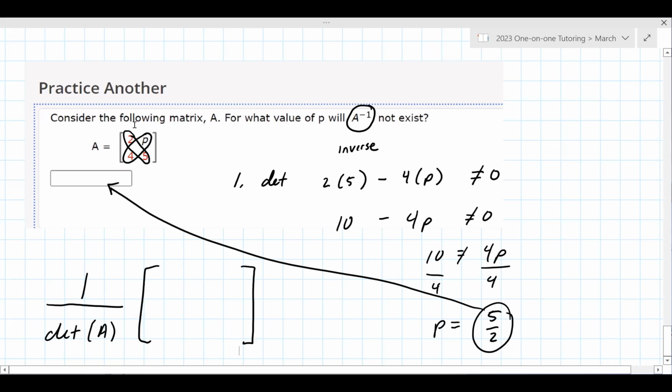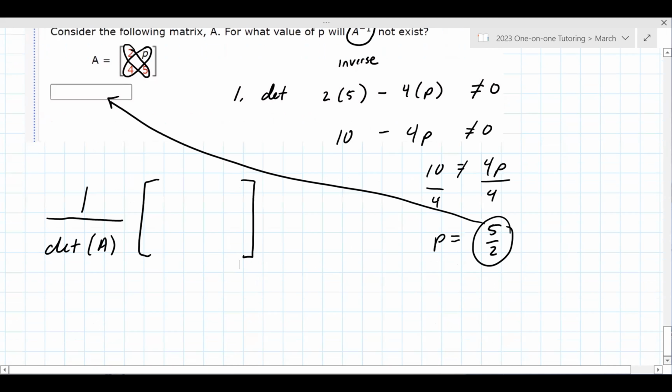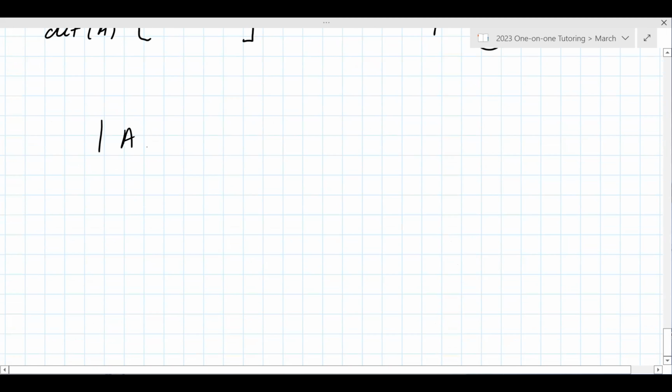Okay. So is the 2 times 5 minus 4p like absolute value signs? Yes, exactly. They use different notations. In your class, this means the diagonal multiplication. It's called the determinant.